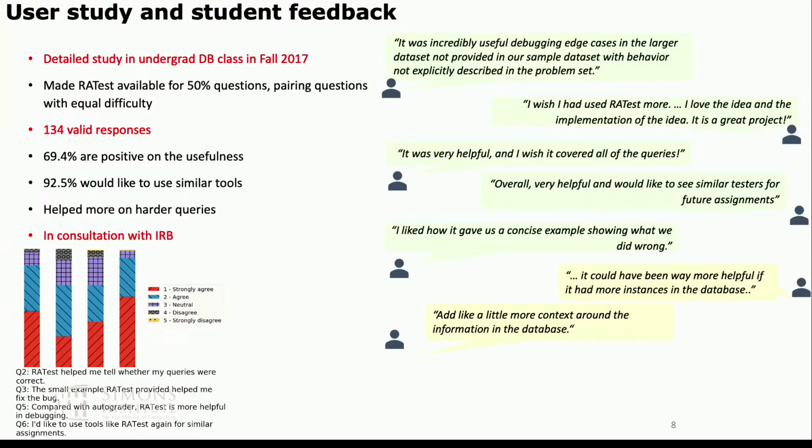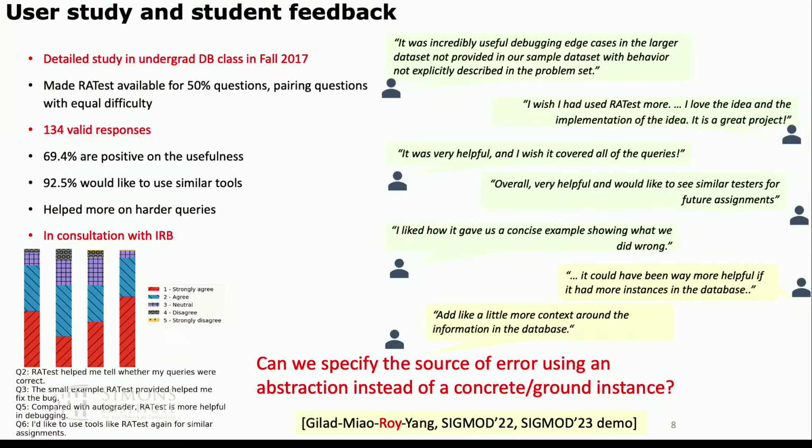So these were the feedback from the students. That motivated our next work: can we specify the source of error using an abstraction instead of a concrete or ground instance? This is the work that I am going to talk about in the rest of the time, and this is joint work with Amir Gilad, who is now at Hebrew University of Jerusalem, Zhengjie Miao, now at Simon Fraser University, and my colleague at Duke, Junia.